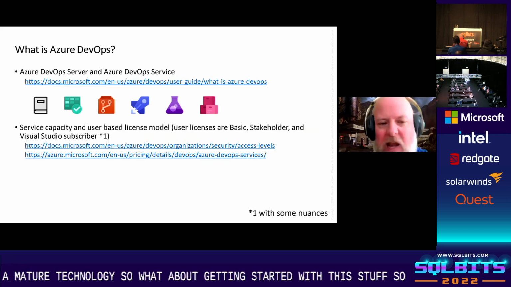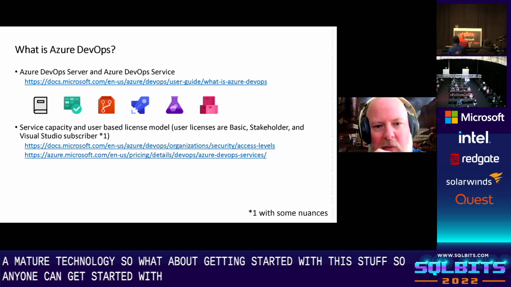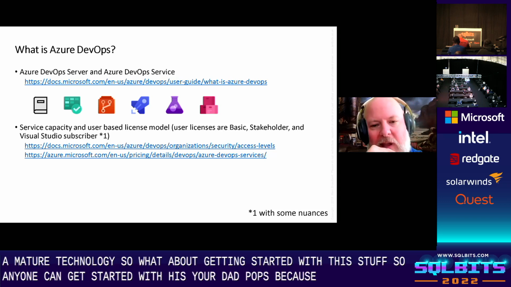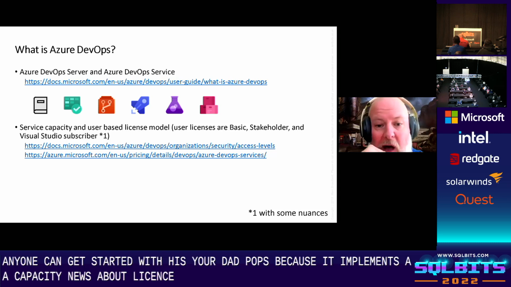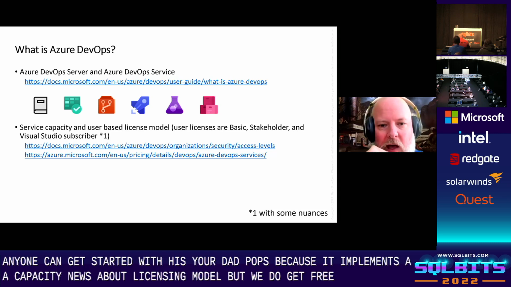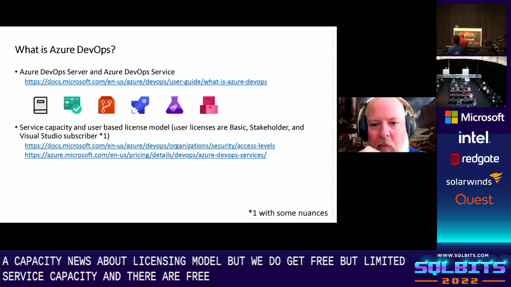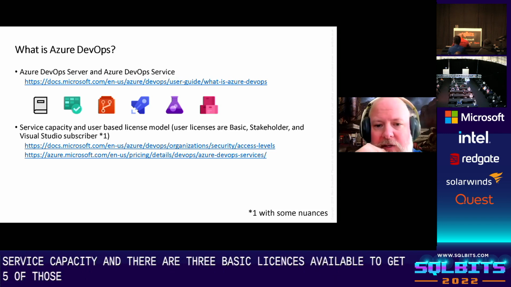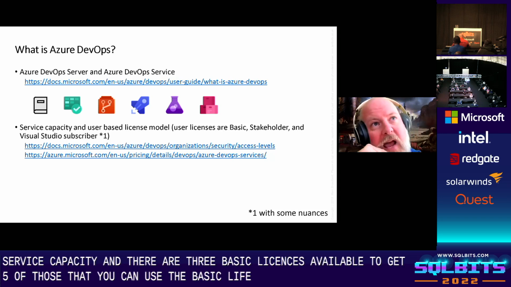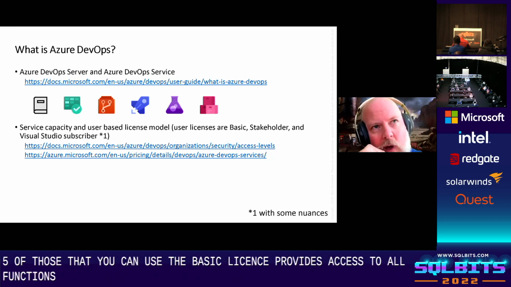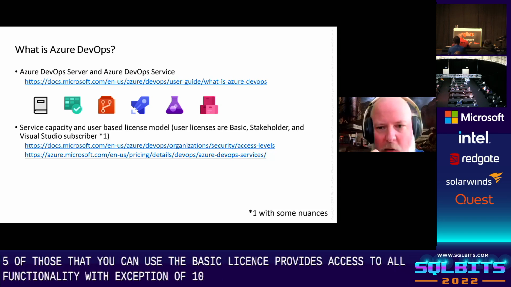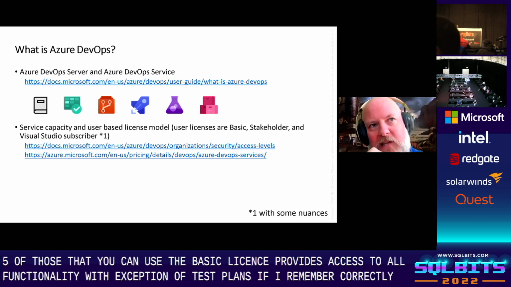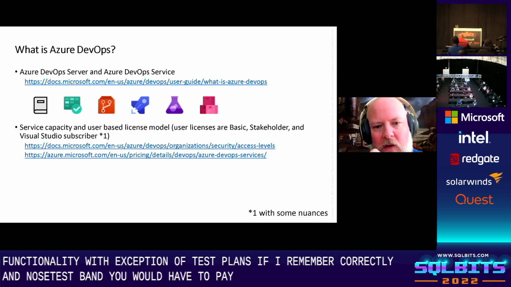So anyone can get started with Azure DevOps because it implements a capacity and user-based licensing model, but we do get free but limited service capacity, and there are free basic licenses available. So you get 5 of those that you can use. The basic license provides access to all functionality with the exception of test plans, if I remember correctly, and those test plans you would have to pay an additional fee to use.